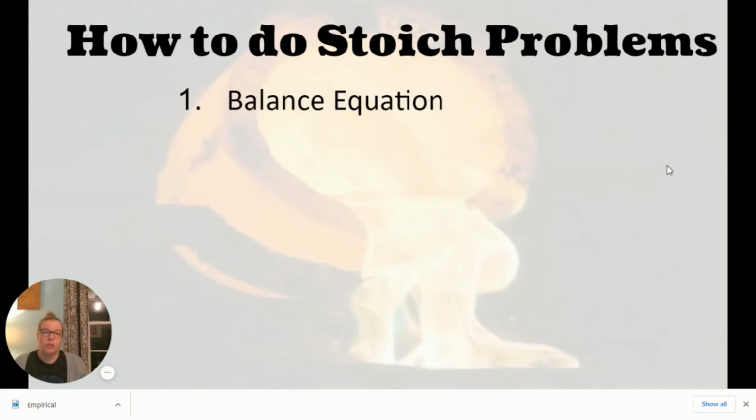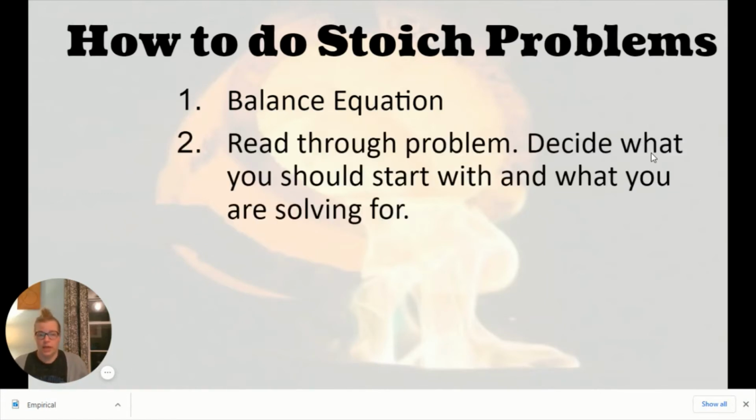When you start a stoichiometry problem, the first thing you have to make sure that you do is balance your chemical reaction. I am going off the idea that you remember how to balance a chemical equation, so if you need help with that, make sure that you talk to me about that. But the first thing you need is a balanced equation, because the coefficients in front of your reactants and products are going to be very important when we talk about stoichiometry.